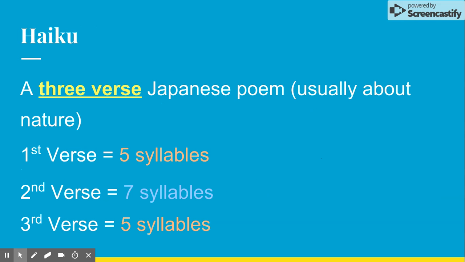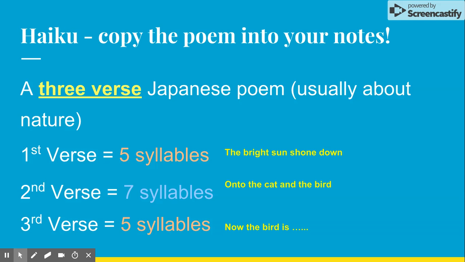And the last one is a haiku. This is a 3-verse Japanese poem, and they're usually about nature. And this one has nothing to do with rhyme, but everything to do with the rhythm of its syllables. So the first verse would be 5 syllables, the second is 7, and the third is 5 again. So we usually say 5, 7, 5. So the example: the bright sun shone down onto the cat and the bird. Now the bird is, and you can add to it.